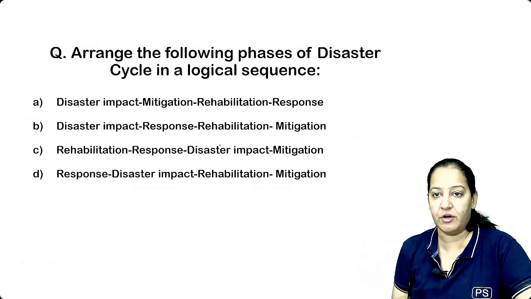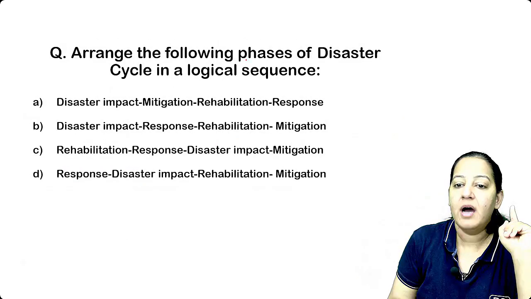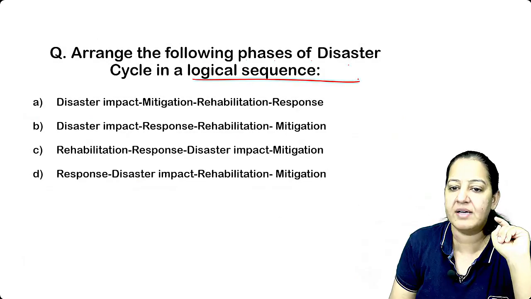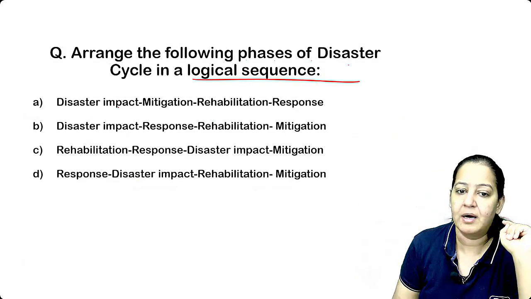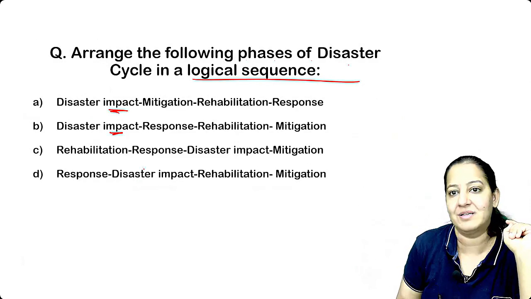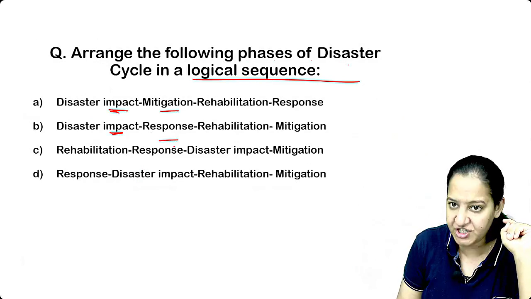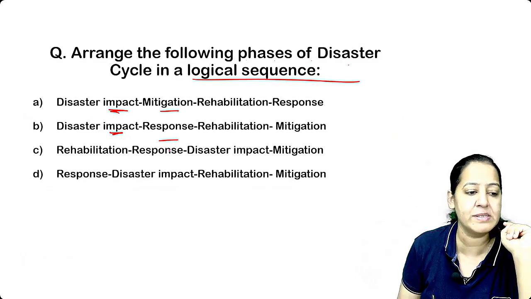The question is in front of you. Read the question, tell me the answer. Arrange the following phases of disaster in logical sequence. I told you the disaster cycle. सबसे पहले क्या होता है? सबसे पहले होता है impact. फिर क्या होता है? Mitigation या response? Tell me the correct sequence.